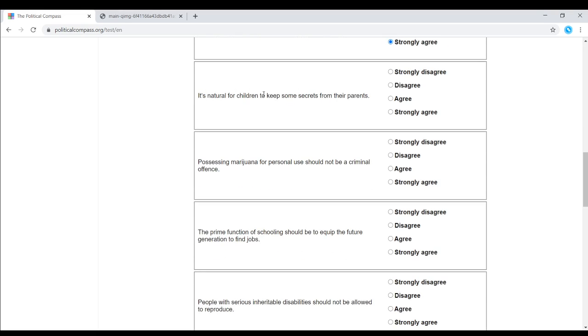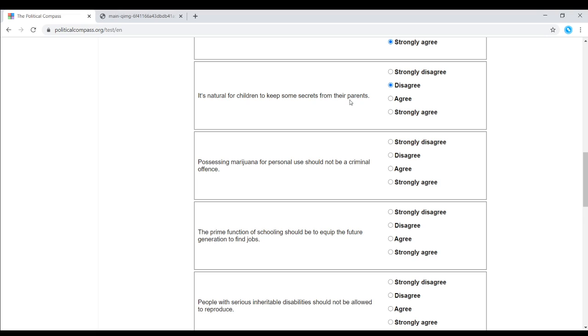It's natural for children to keep some secrets from their parents. I'm going to disagree. I think that there are some things that children keep secret from their parents, but they should be very small. I think parents should have a very open relationship with their kids and say, tell me what's going on. I think it's dangerous when kids keep too many secrets from their parents because then you don't know what's going on. And a lot of bad things can come from that.